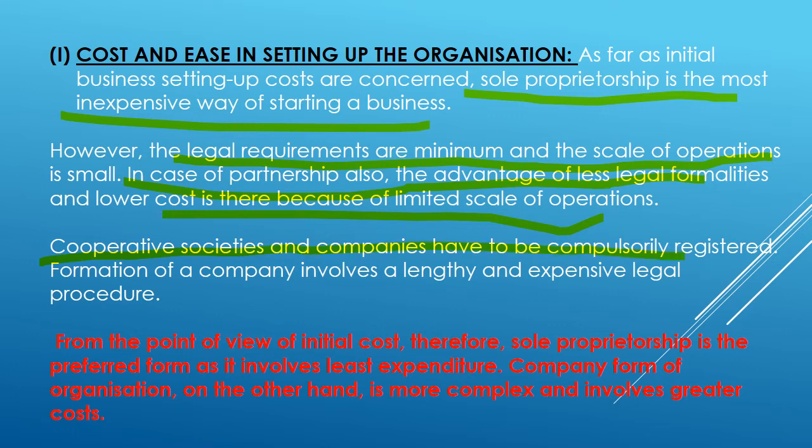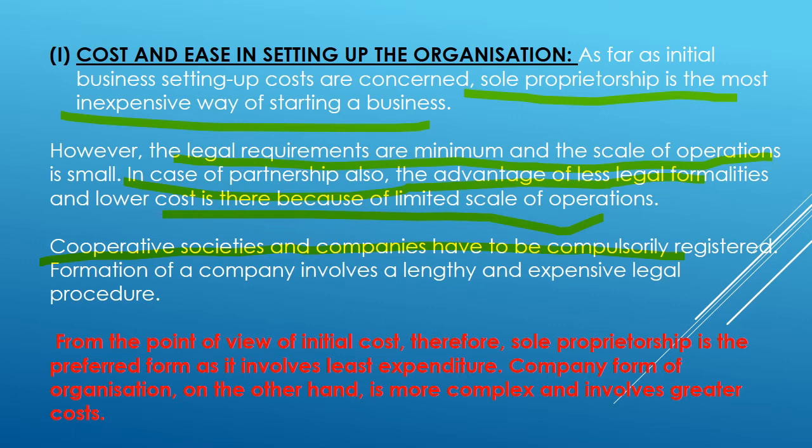See, in a sole proprietorship, you only need to fill one form and come. In a partnership, you just need to fulfill certain legal formalities. Again, registration is not important in a partnership. But when it comes to a cooperative society, it is very, very important. Why? Because there are ten people who are coming together. It's a voluntary association of people who want to do something good for society.